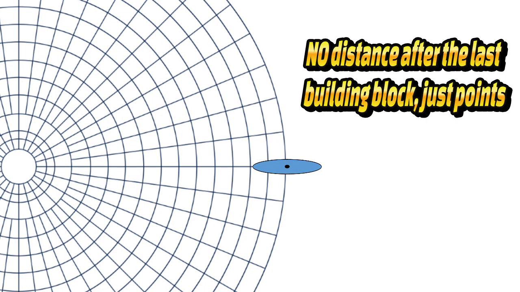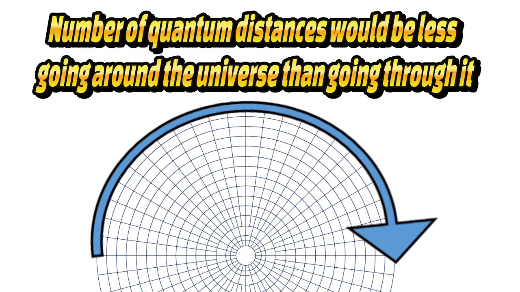We can now answer the question of what is beyond our universe. There is no distance beyond our universe. There are just points as discussed in Lesson 2. It could be fun to speculate that we can go around the universe reaching the other side in much less time than if we were to go directly through the universe.